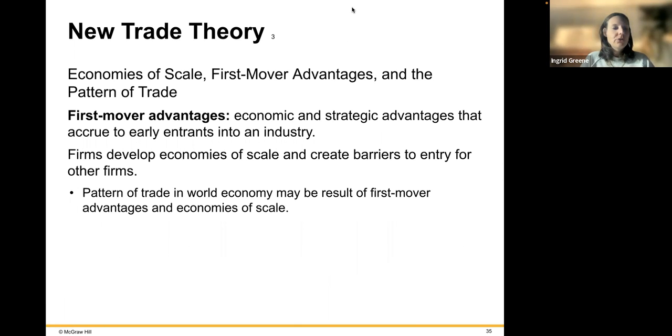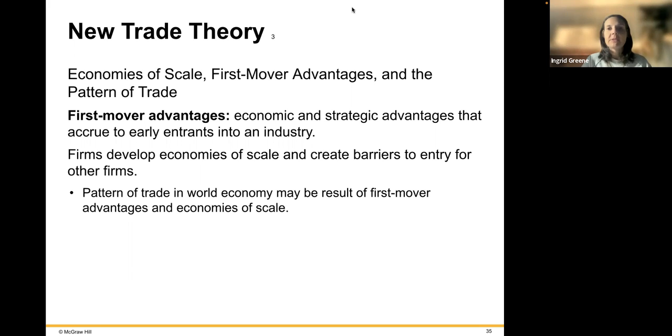Now, also new trade theory talks about first mover advantages and patterns of trade. So again, first mover advantages probably showed up in your strategy class, maybe in your economics class. This is the idea that there are economic and strategic advantages that accrue to early entrants in an industry. So the first person that makes the product might have an advantage.